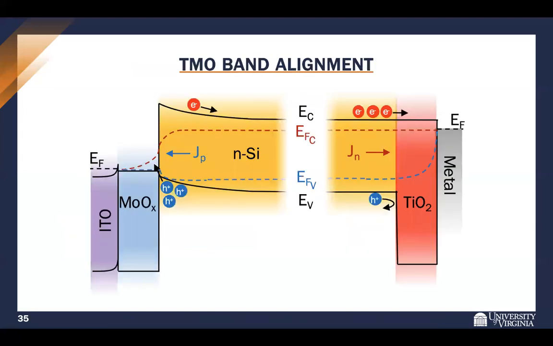Again, just the band alignment of how a device using both of these would work. On the one side, you'd have the molybdenum oxide, which would allow holes to tunnel through to the contact and repel electrons away. On the other side, you'd have the TiO2 electron selective layer, which would block holes from reaching that metal, but allow electrons to easily go down to the metal contact.